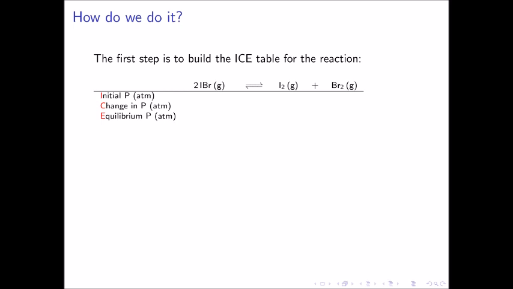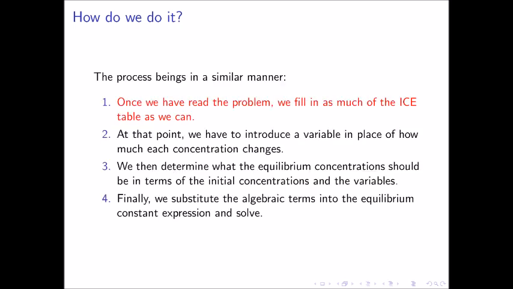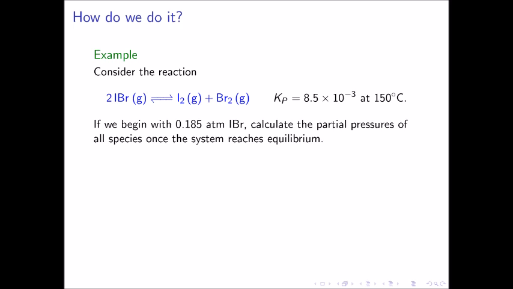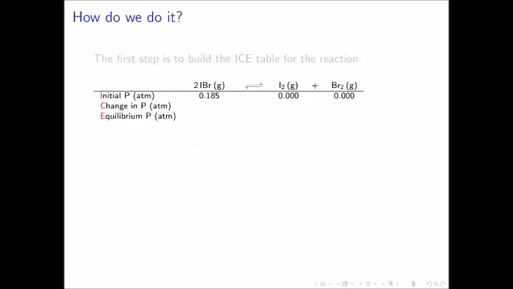Our chemical equation is listed in the top row. We then have our initial, change, and equilibrium rows beneath this. Our first step is, having read the problem, we fill in as much of the ICE table as we can. Returning to the problem, we see that we begin with 0.185 atmospheres of IBr. We add this to our table, and having no information regarding the I2 or the Br2, we can only assume that we begin with 0 of either of these.